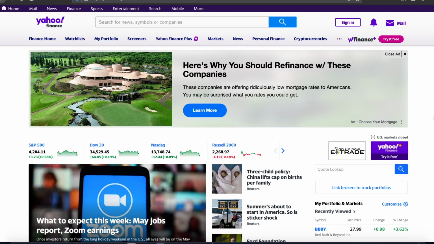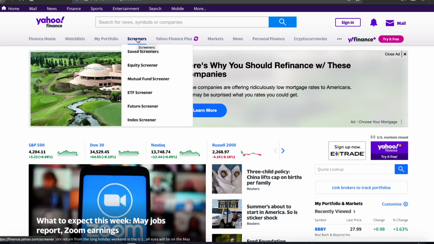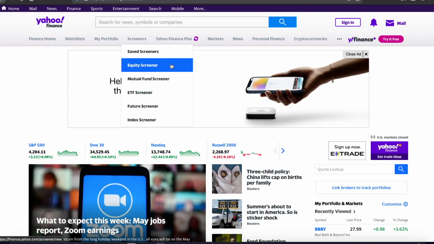Today we're going to go over one of my favorite tools, and that's the Yahoo Finance Equity Screener. So all you got to do is head on over to finance.yahoo.com. Right on the front page, you'll see screeners. Then you go down to Equity Screener.